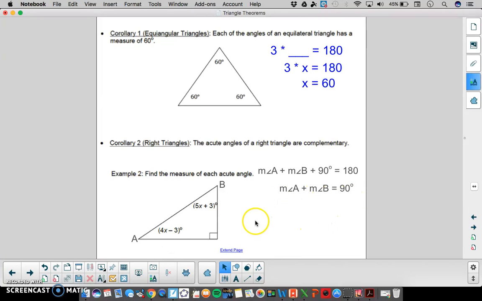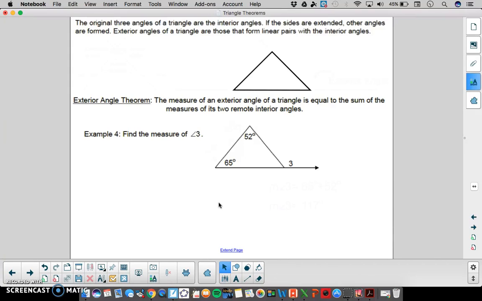Now, from here, we will substitute the measure of angle A as 4x minus 3, and angle B as 5x plus 3, and actually find what x is and find the measure of each acute angle. I'm leaving it to you to solve for those measures.